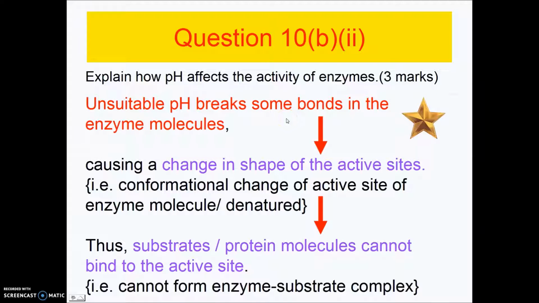So the case is that after we talk about chapter 5, that means the human diet, we know that amino acids can form bonding between each other, and then form the proteins. So probably this bonding will be broken by the unsuitable pH. So probably most students miss this sentence. So if you have just written the second and the first sentence, you can just copy the first sentence, okay: unsuitable pH breaks some bonds in the enzyme molecules.